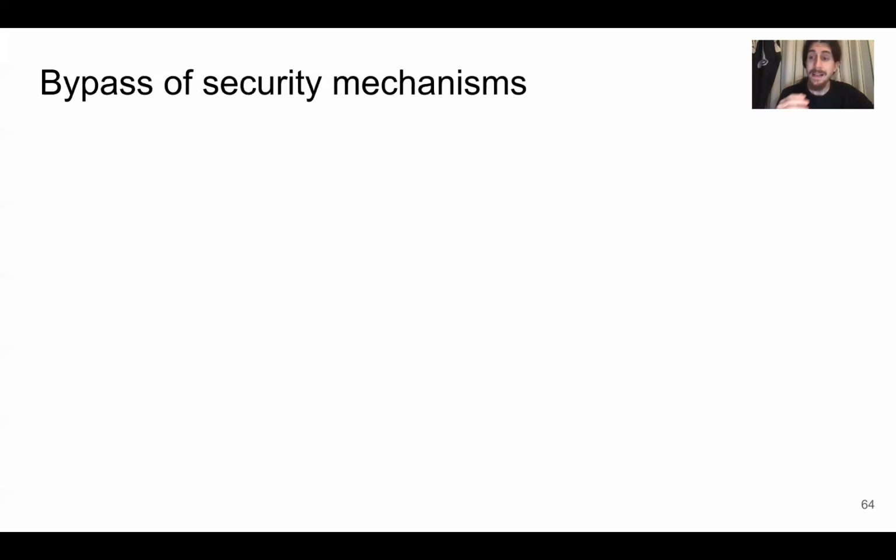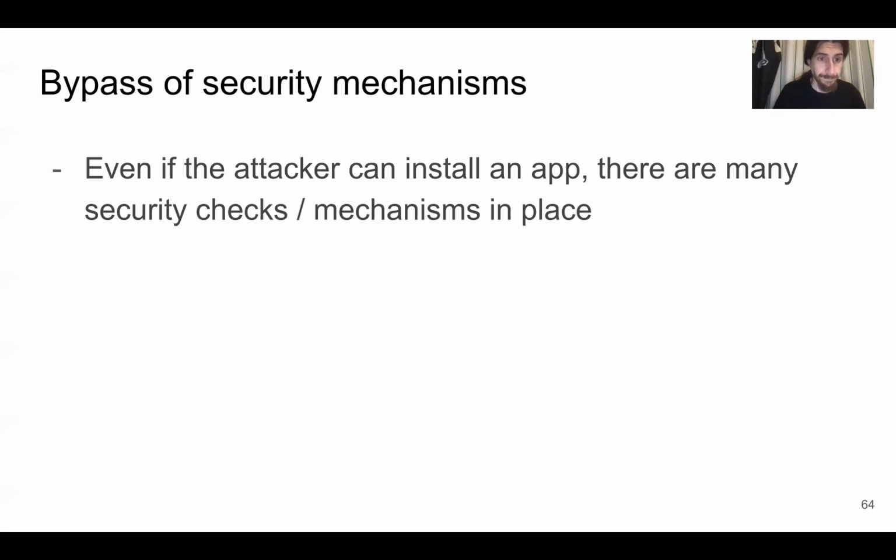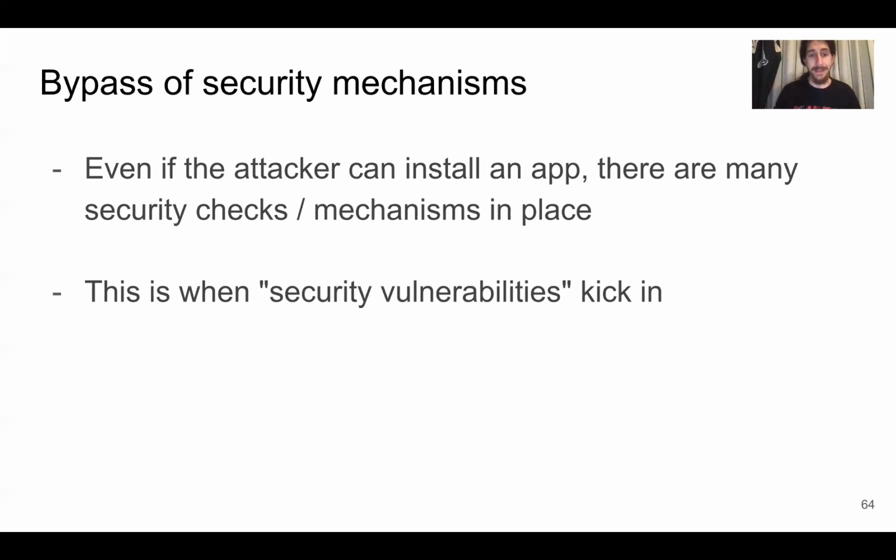And the last thing I want to cover for today is how to bypass security mechanisms. This is one of the last steps: I get the malware on your phone, and then, so what? There are security mechanisms. Even if the attacker can install the app, again, there are many security measures in place. And this is where security vulnerabilities kick in. So there are bugs, and it's important for you to classify bugs in your mind: this bug is important, this bug is less important, this bug is much more severe, but only in this context, in this other context, this is much more severe.